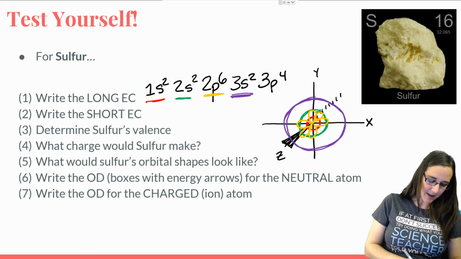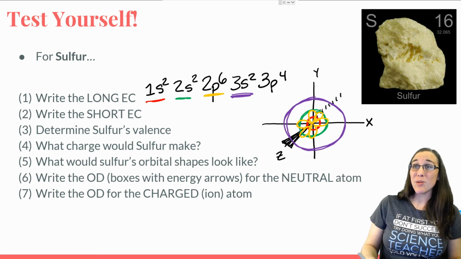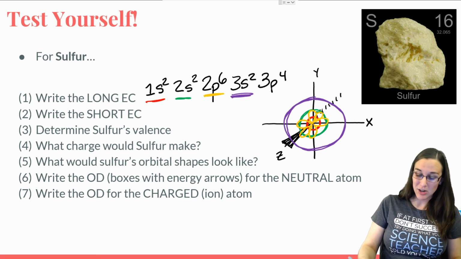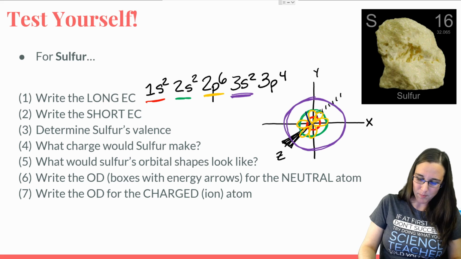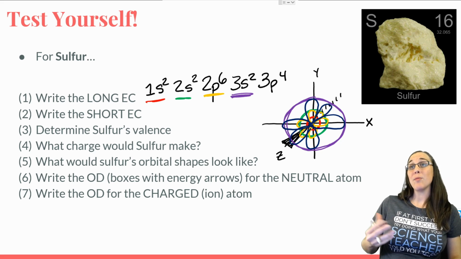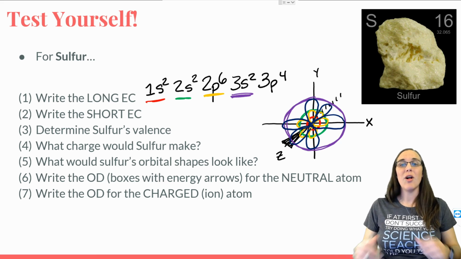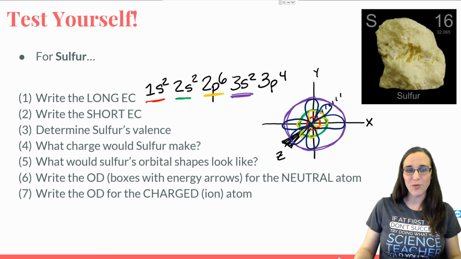And we also have 3p4. With 3p, we're looking at a peanut again, that's bigger, so it's going to be the same size as the purple sphere on the X, Y, and Z axes. That would be my orbital shapes. That's what it would look like at an atomic level if all of our orbital shapes were present for sulfur.